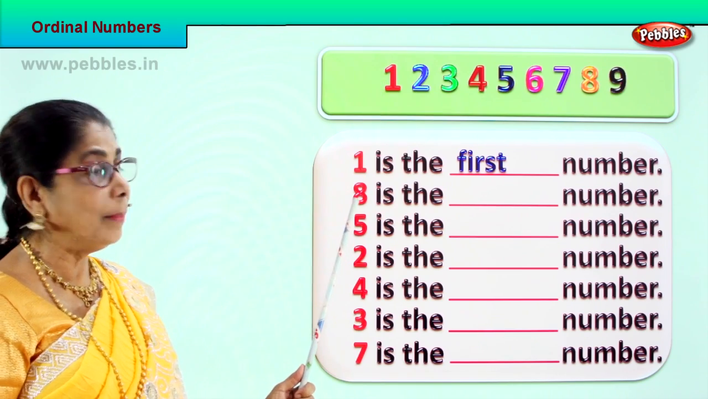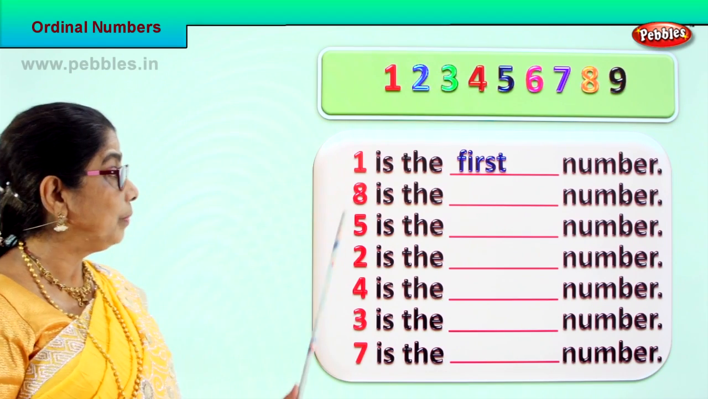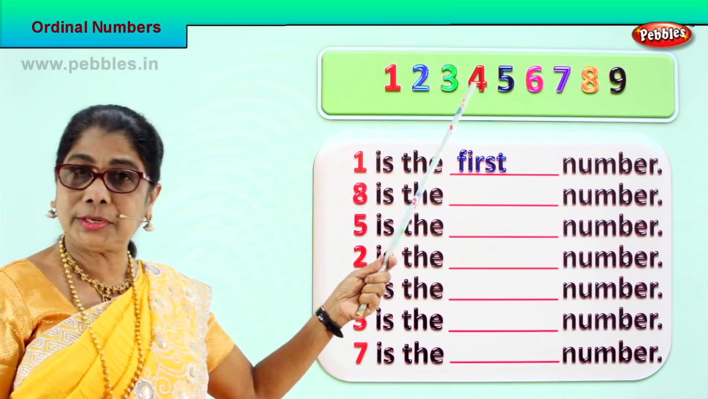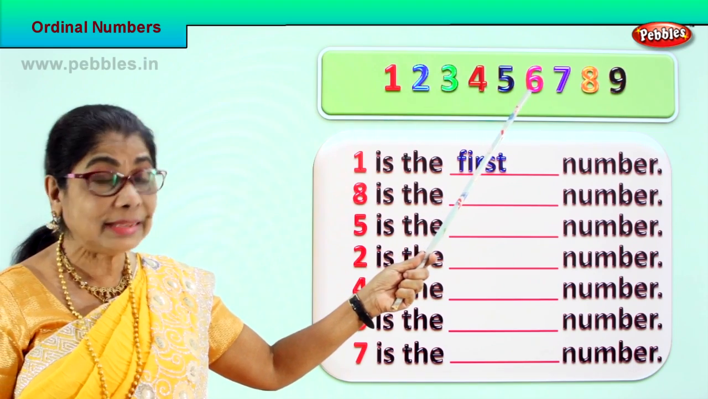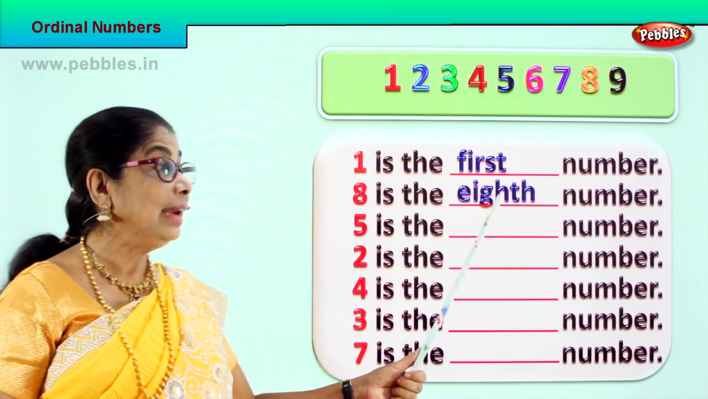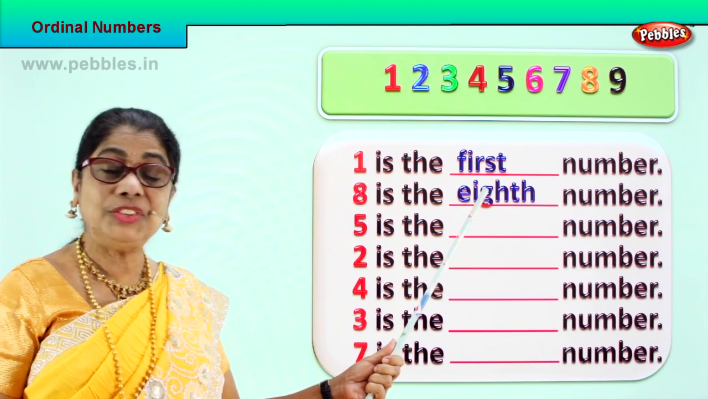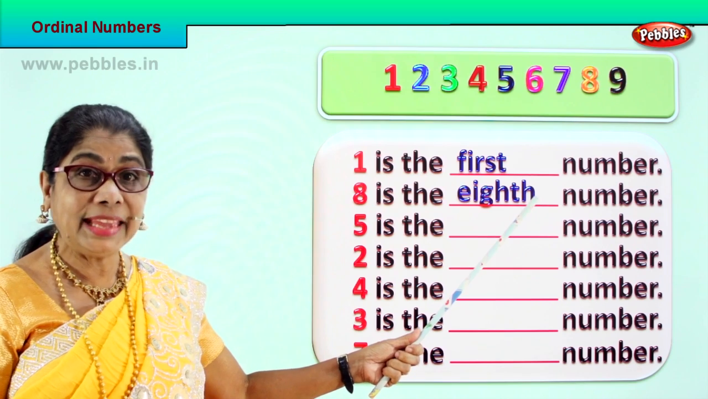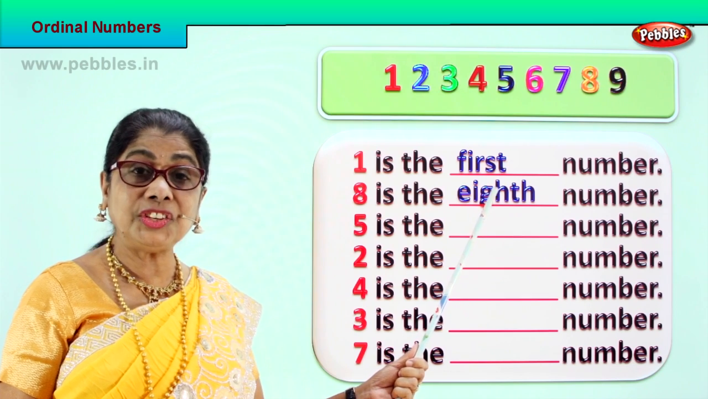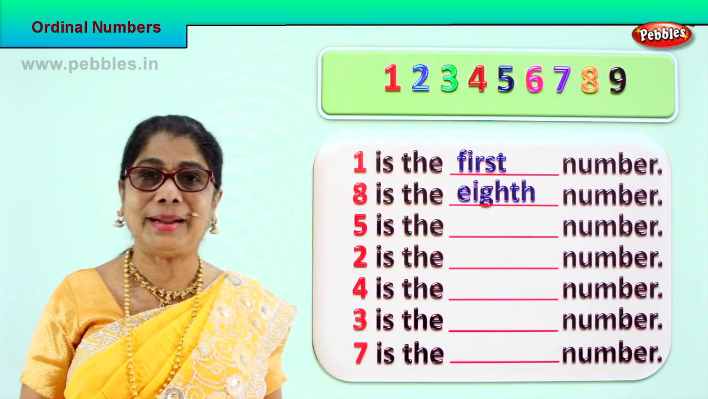Next, you have number 8 here. Let's see in ordinal position where it comes. 8. First, second, third, fourth, fifth, sixth, seventh, eighth. 8 is the 8th number. Spell 8th. E-I-G-H-T-H. 8th. Say it again. E-I-G-H-T-H. 8th. 8 is the 8th number.